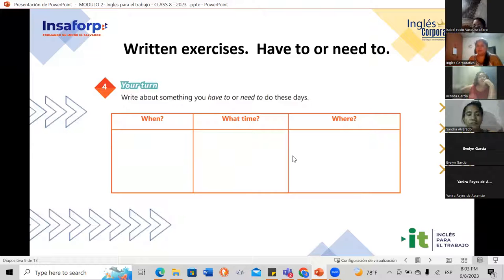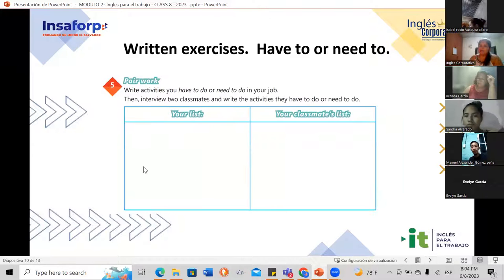What time? Maybe you don't have any specific time, but maybe you pay that in the morning, okay? In the morning, where? I don't know where you pay that, if you pay that online, puede pagar en línea, or you can go to the bank to pay your bills. Okay. You have two sentences, right? Tienen dos oraciones ustedes, okay? Now we're going to move on.